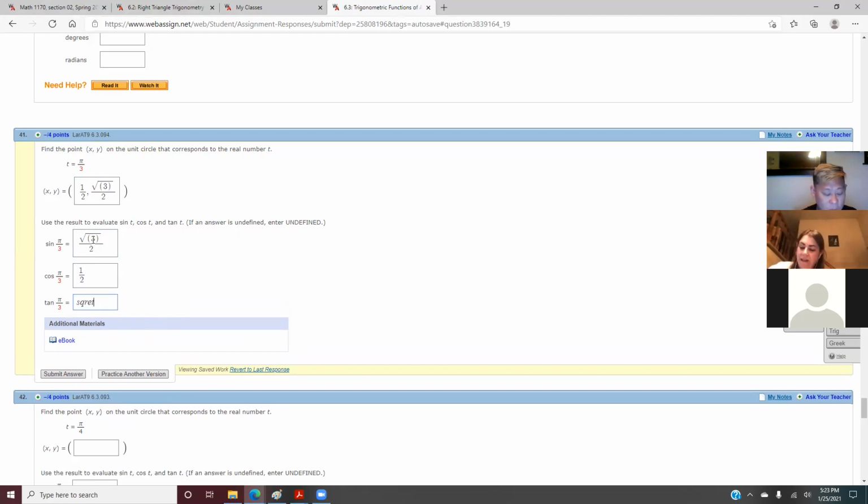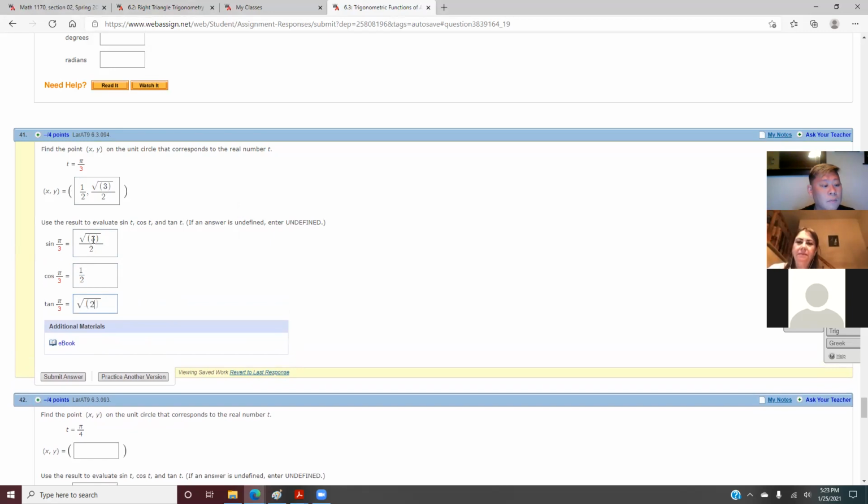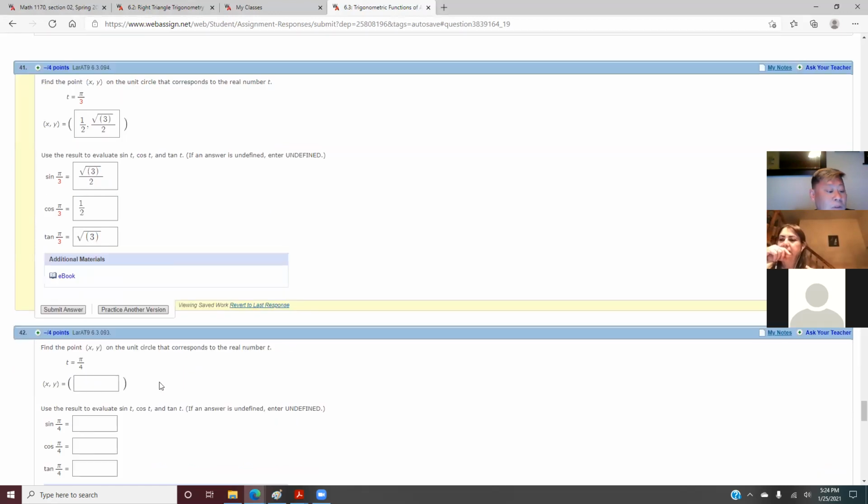In this case, it will be square root 3. You guys all right? Because it's sine over cosine, so the 2 will cancel out, so it's √3. That's your answer. And then same thing happens with pi over 4.